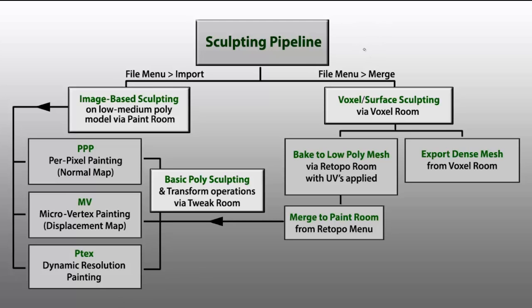And this is a schematic diagram of what it would typically look like if you're wanting to sculpt. And you can see these bright boxes here that highlight the different sculpting platforms in 3D Coat. You have the Voxel Sculpting environment. You also have your paint room where you have image-based sculpting capability. And then you have low polygon sculpting in the tweak room. This was kind of the legacy sculpting toolset of 3D Coat before Voxels came about.